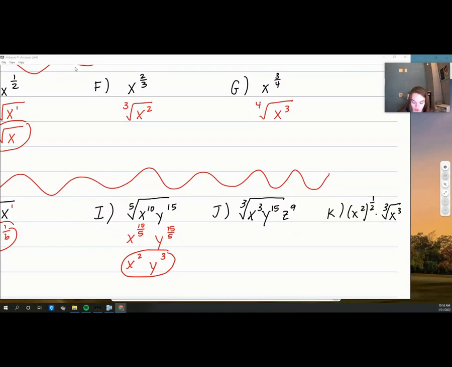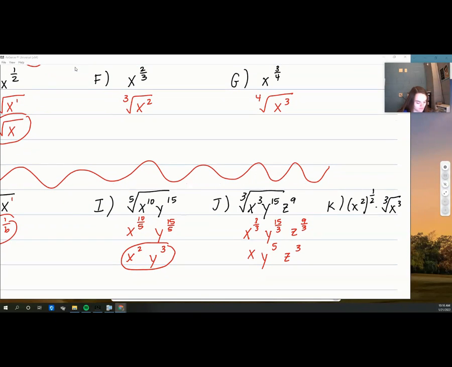J, pause it and try it. It's just like I. X to the 3 over 3, y to the 15 over 3, z to the 9 over 3. We likewise can divide all of these out. So that's just x to the first, or just x, y to the fifth, z to the third.